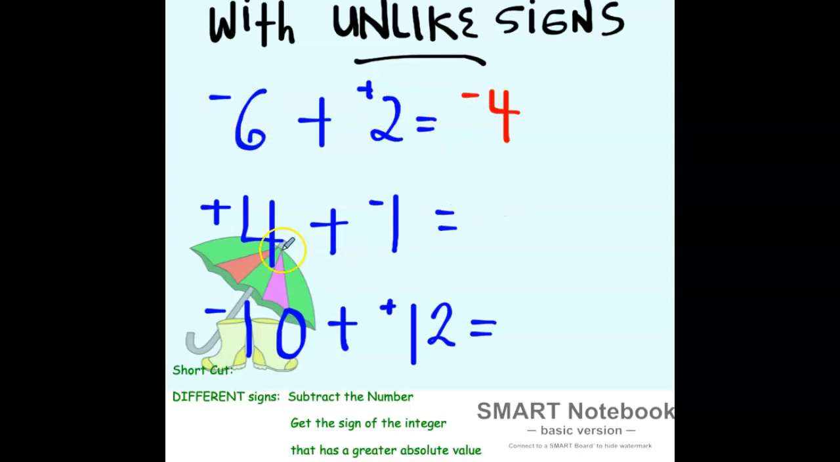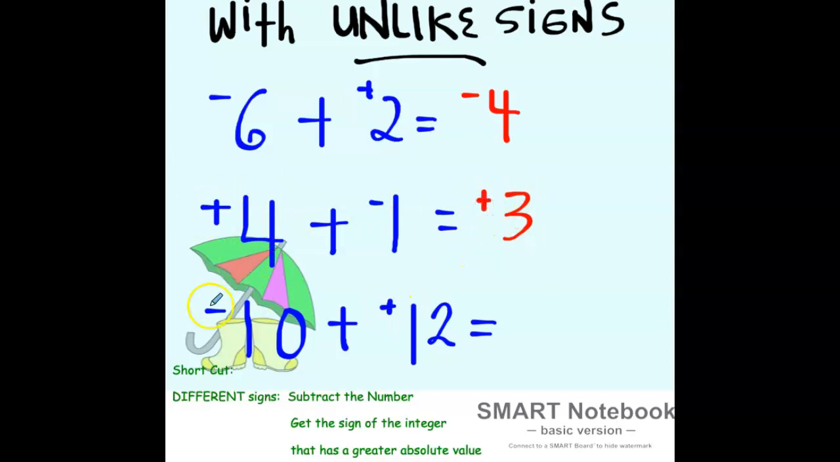If you look again at the next example, you have +4 and -1. Since the signs are different, we subtract, so we right away know it's 3. The problem is, what sign are we using? So look at this. Absolute value of 4 and absolute value of 1. Of course, 4 is going to be greater. And in this case, 4 has a positive sign. So we'll take the sign of 4.